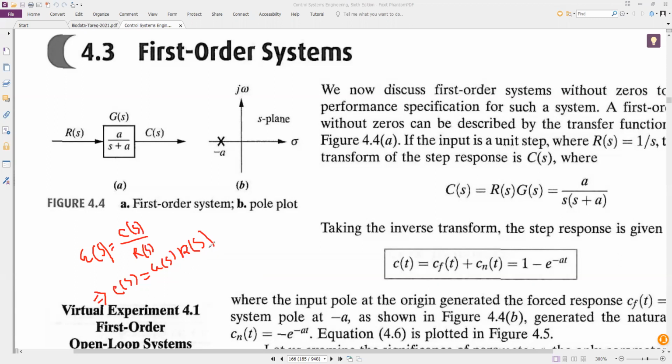Now if your input is 1 over S, then what would happen? R(S) is equal to 1 over S, and G(S) is equal to A by S plus A. In that case, it would be A by S into S plus A. Okay, that is your equation. That is your C(S).